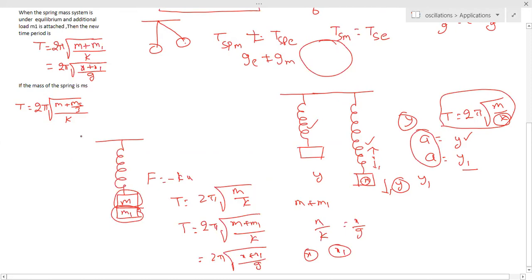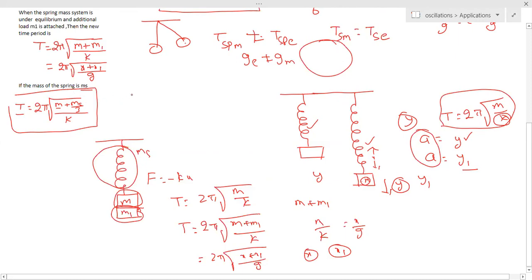Okay. Next term is, see, till now we didn't discuss about this mass of the spring. Generally, this is also made with some material. That means it will also have some mass. Now, if we consider this mass, that is mass of the spring, then the expression for time period will be T is equal to 2 pi root of (m, which is nothing but mass hanged to the spring, plus ms by 3) by k. Okay, so this is the expression for time period of a spring mass system if the mass of the spring is considered.